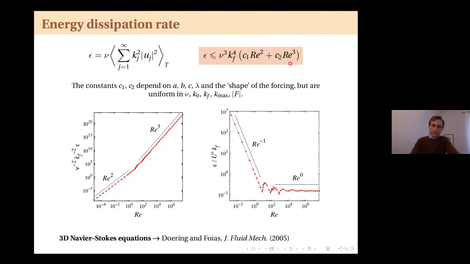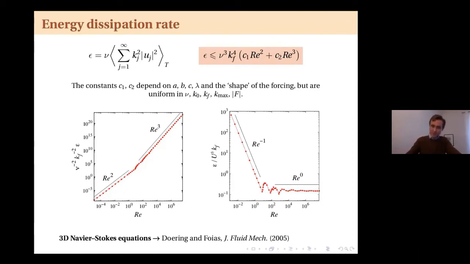So at this level, there is nothing very surprising. It agrees with what is known from physical arguments. And we also know that the perfectly analogous estimate exists for the three-dimensional Navier-Stokes equations. This estimate was obtained by Doering and Foias in this JFM paper in 2005. And actually, to prove this for shell models, we really borrowed the same methods from the paper of Doering and Foias. So at the level of the energy dissipation rate, there is very good agreement between the shell model and the Navier-Stokes equations.